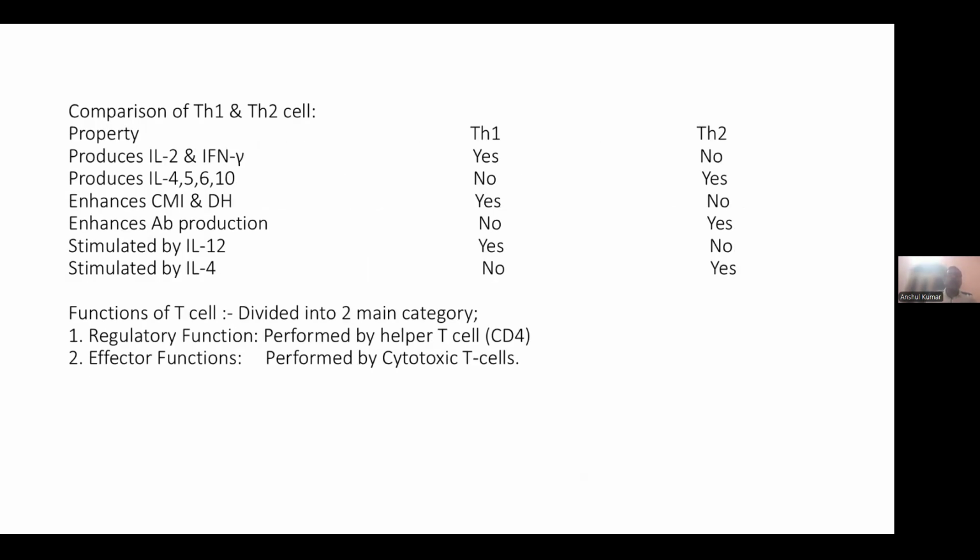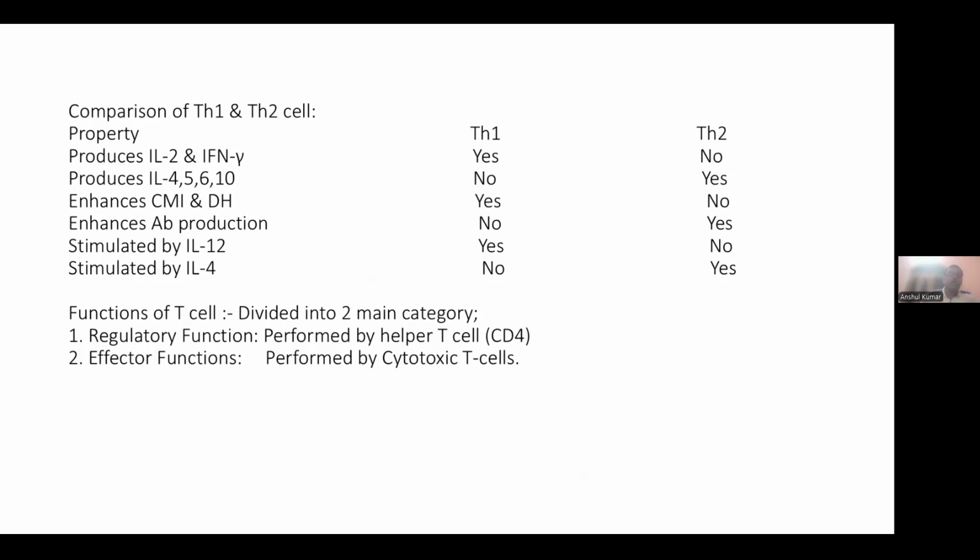Here, if we compare T helper 1 and T helper 2 cells, interleukin 2 and interferon gamma are produced by T helper 1 cells, whereas interleukin 4, 5, 6, and 10 are produced by T helper 2. Cell mediated immunity and delayed hypersensitivity are enhanced by T helper 1 but not by T helper 2. Antibody production is enhanced by T helper 2 cells but not by T helper 1. Stimulation by interleukin 12, as we have already discussed, is for T helper 1, and stimulation by interleukin 4 is for T helper 2 cells.